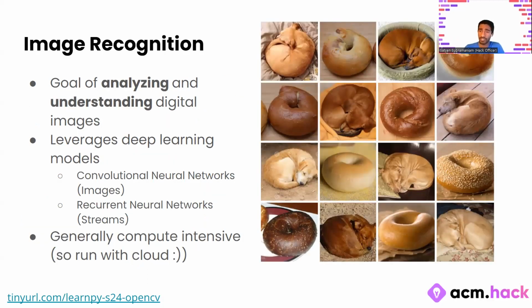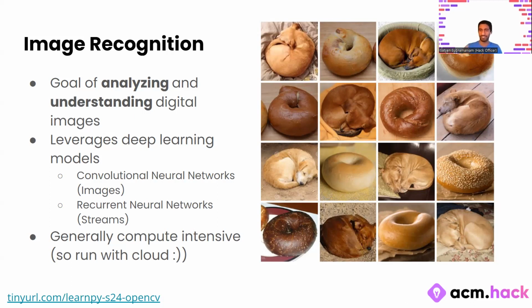Okay, so let's move on to the last R, which is image recognition. So yeah, the basic goal of image recognition is analyzing and understanding digital images, once we have a representation of them and we've reorganized it into a form that's easy to interpret. Generally, it'll involve leveraging some sort of deep learning models. Convolutional neural networks are very common here, as well as recurrent neural networks, or RNNs, which you'll see for video streams.